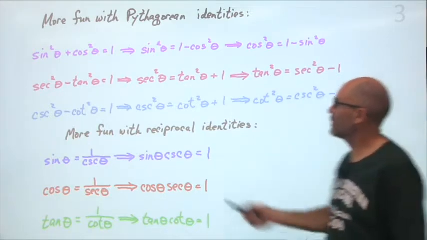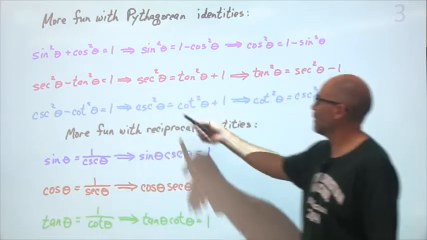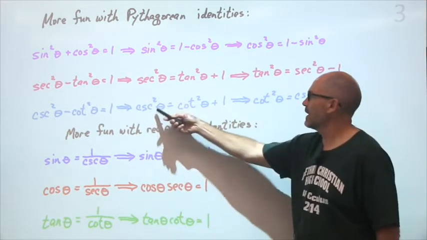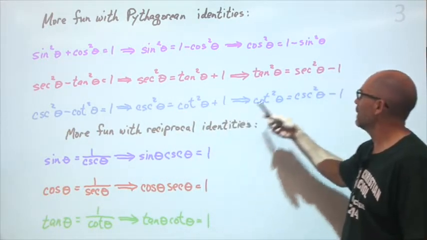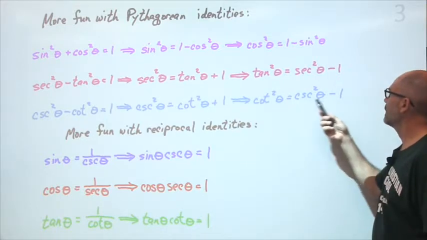And same thing with cosecant squared and cotangent squared. It's the exact same thing. Cosecant squared equals cotangent squared plus 1, and cotangent squared equals cosecant squared minus 1.